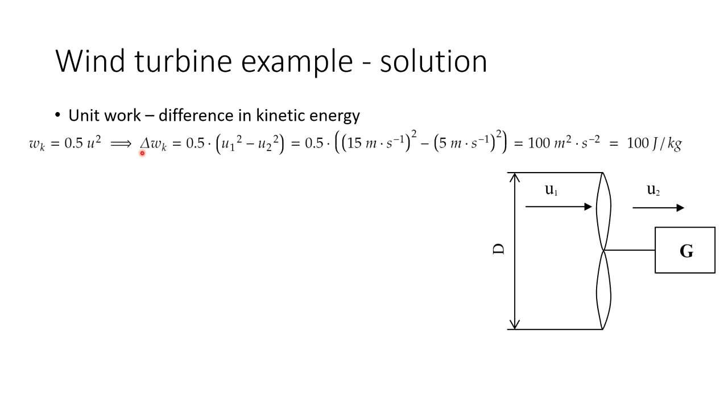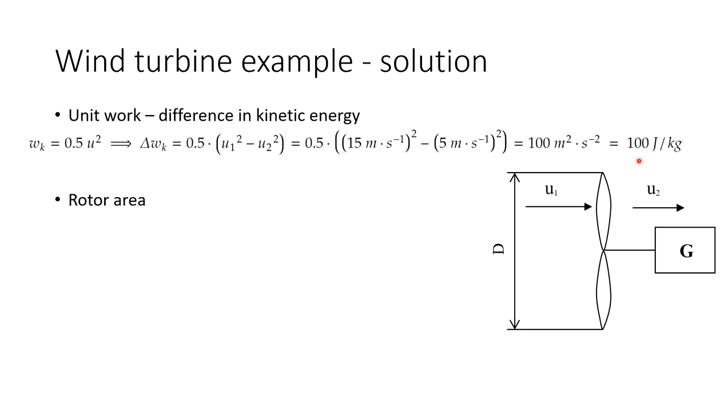And so the difference in the kinetic energy is 1/2 multiplied by the kinetic energy before the turbine minus the kinetic energy after the turbine. So in the numbers, half times 15 meters per second squared minus 5 meters per second squared, and we get 100 joules per kilogram of the fluid that goes through the rotor.